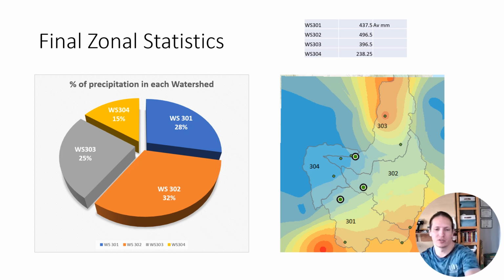Let's look at the pie chart over here at WS304. 304 has the least amount of precipitation. If you go over here and look at the map, you see 304 is on the left side of our map, all in the blue area, which is not much precipitation. So that checks out. Same thing going on with 302, which has the most percentage. If you look at it, not only is it a larger watershed, but most of it is yellow and darker orange.